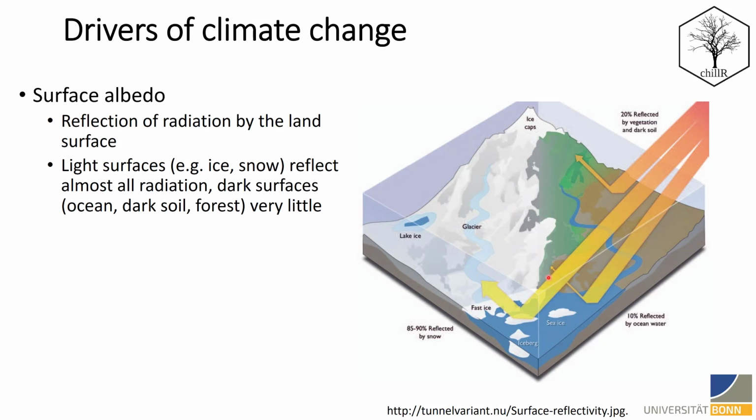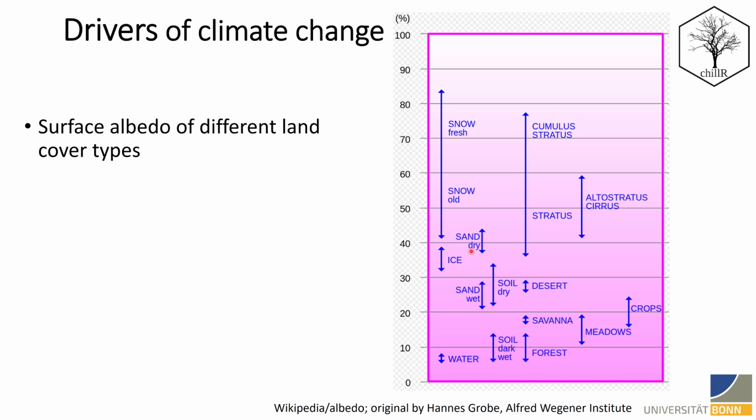Light surfaces like ice and snow reflect almost all radiation. 85–90% of the radiation goes directly back out to space. Dark surfaces can reflect very little and absorb most of the radiation that they get hit by. So land cover change can have a serious effect on the albedo, obviously. What you see here is the surface albedo of different land cover types.